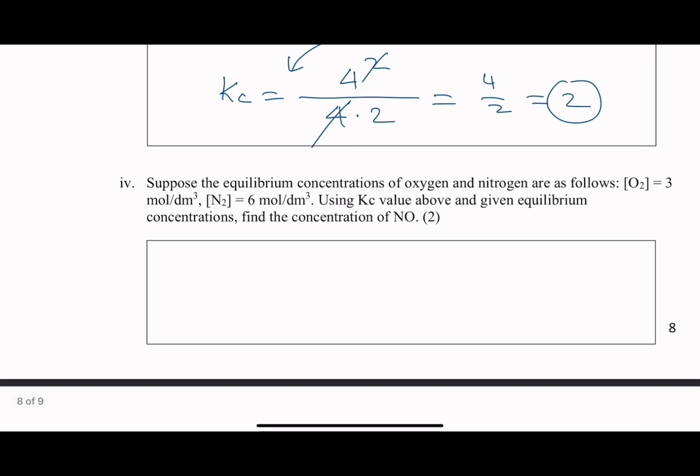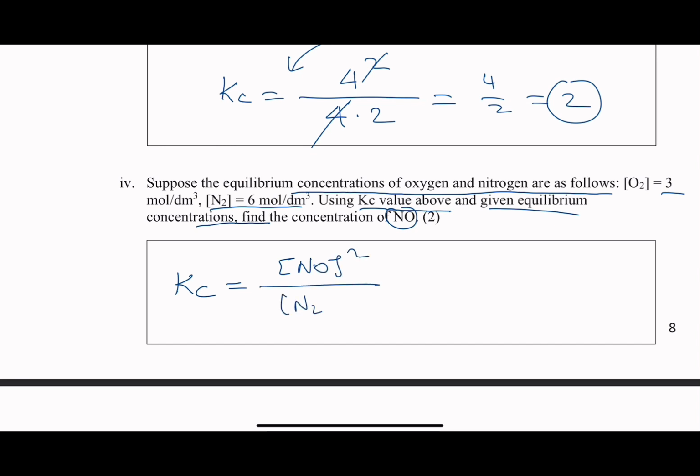Now it's telling us, suppose the equilibrium concentrations of oxygen and nitrogen are as follows. Oxygen is 3 and nitrogen is 6. Using the Kc value above, given the equilibrium constant expression, find the concentration of NO. We know that the Kc value stays the same when the concentration changes. The only thing that affects Kc is the temperature. So the concentration changed, so we write the same Kc expression: NO squared over N2 and O2 equals 2. We know that it equals 2.